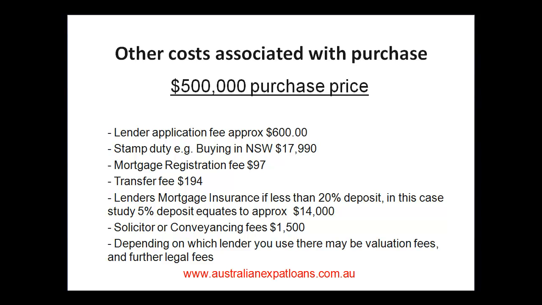Foreign investors won't have to pay lender's mortgage insurance fee, but if you're an Aussie expat, just to give you an example, if you're buying with a 5% deposit on a $500,000 purchase price, you will probably need to pay a one-off insurance fee to the lender of around $14,000, but that cost can be included in the loan.